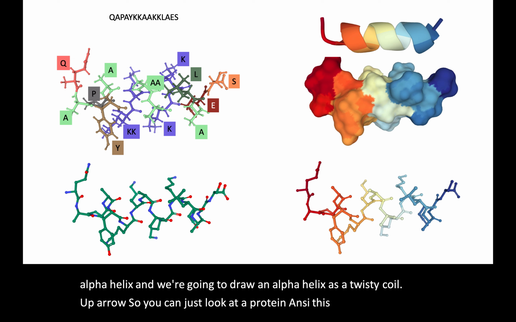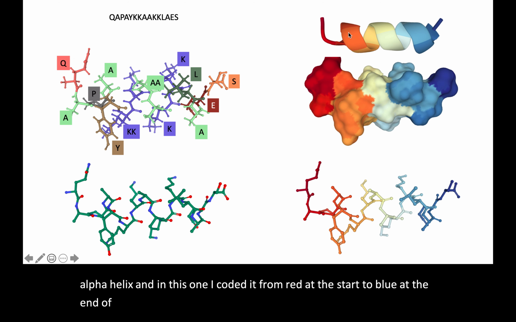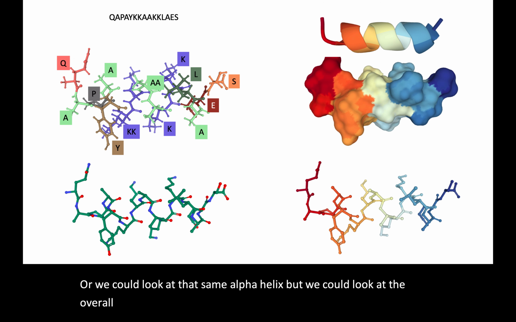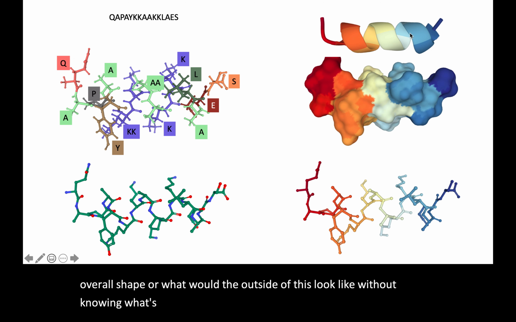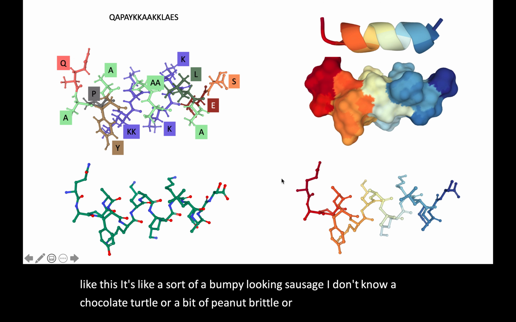So you can just look at a protein and see, oh, this chunk is going to be alpha helix. And in this one, I coded it from red at the start to blue at the end of the protein. Or we could look at that same alpha helix, but we could look at the overall shape, or like what would the outside of this look like, without knowing what's going on the inside of it. And so it's going to look kind of like this. It's like a sort of a bumpy looking sausage. I don't know. Like a chocolate turtle or a bit of peanut brittle or something. This is what proteins look like.